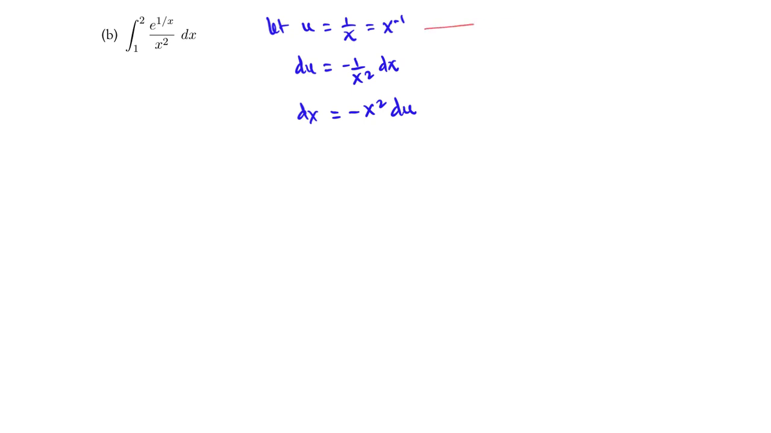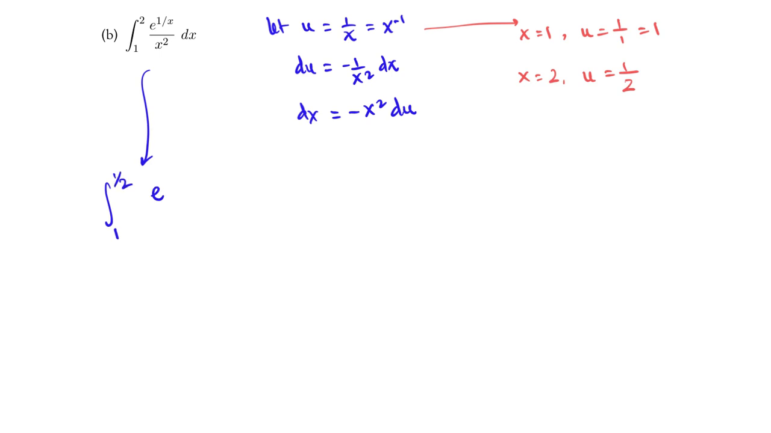Since this is a definite integral, we will need to evaluate the new limits of integration. When x equals 1, u is 1 over x, but x is 1, which is 1. When x equals 2, u is 1 over x, but x is now 2. This definite integral is now rewritten in terms of u: the lower limit of integration is now 1, but the upper limit of integration is now 1/2.